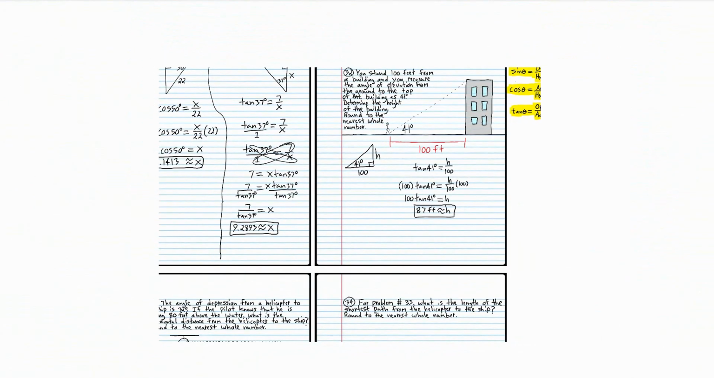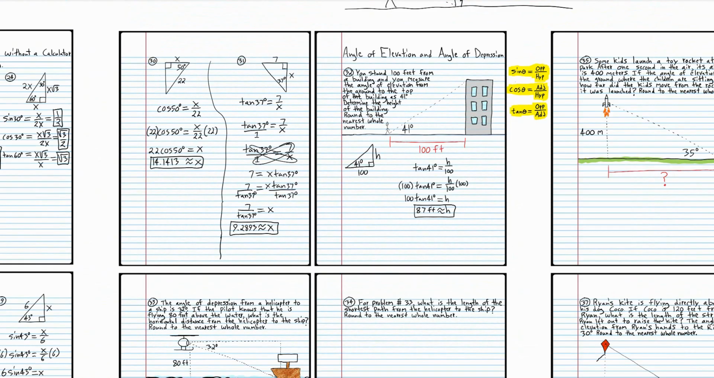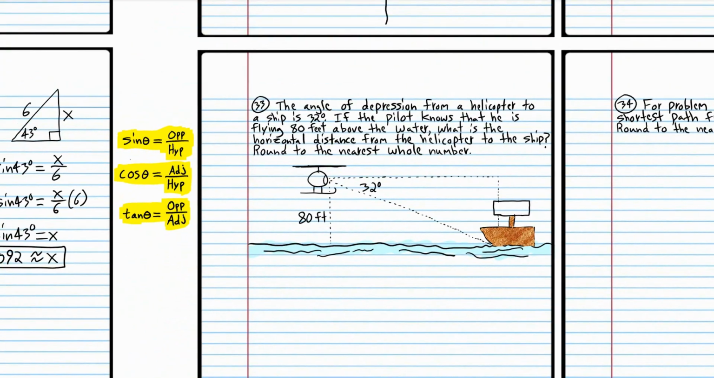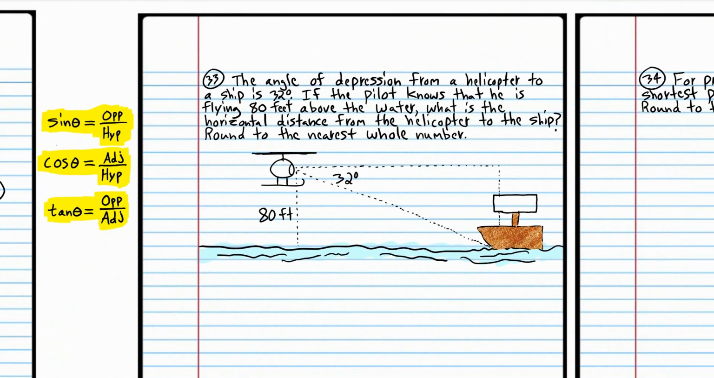All right, let's try another one of these problems. And as usual, I'm going to drag my functions down here. I can't lose those functions. Now we have a helicopter. The helicopter is flying, and the guy that's in the helicopter, he turns his head down to look at this boat, and the angle of depression of his head is 32 degrees. And we know that the guy in the helicopter is 80 feet off the ground.